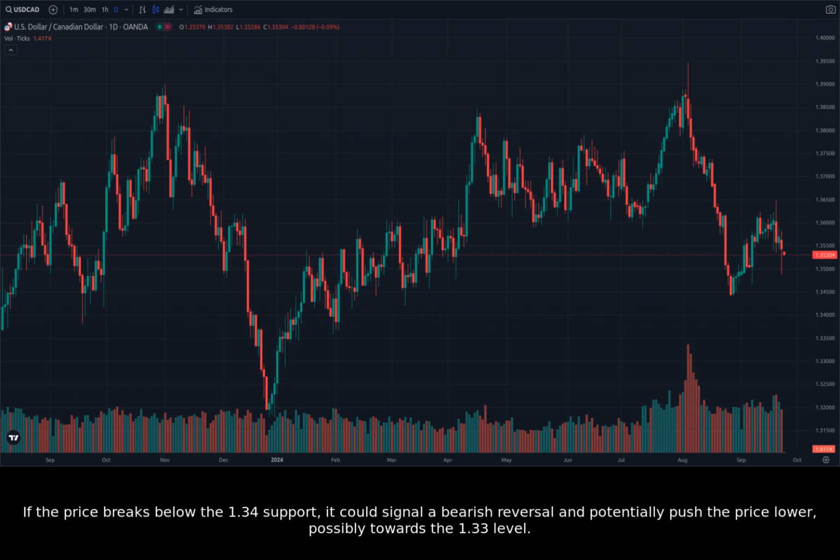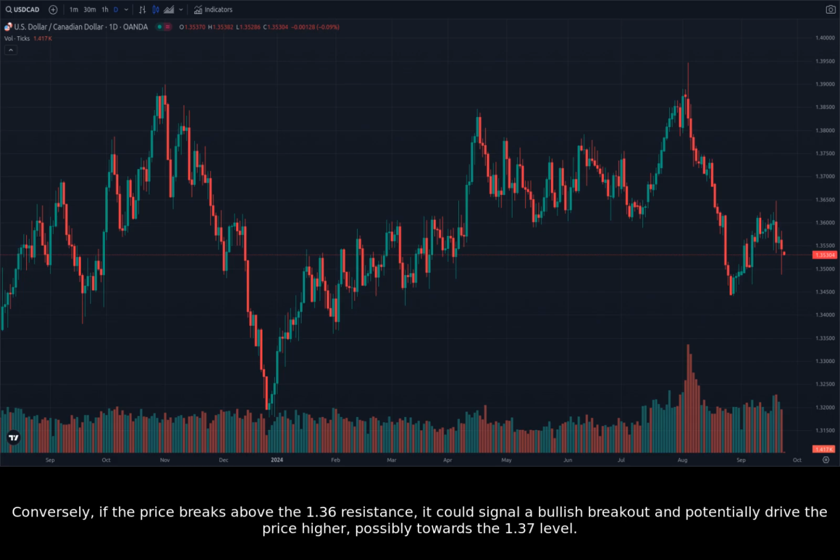If the price breaks below the 1.34 support, it could signal a bearish reversal and potentially push the price lower, possibly towards the 1.33 level. Conversely, if the price breaks above the 1.36 resistance, it could signal a bullish breakout and potentially drive the price higher, possibly towards the 1.37 level.